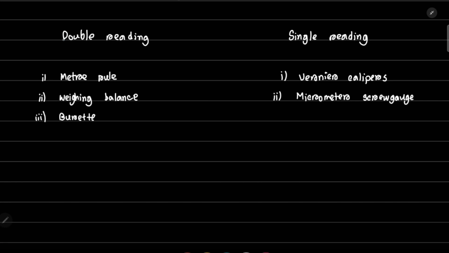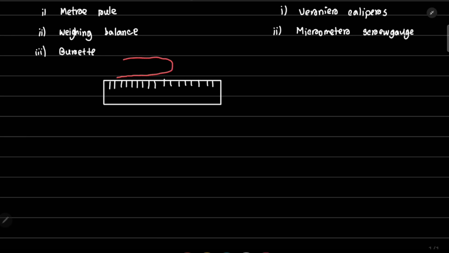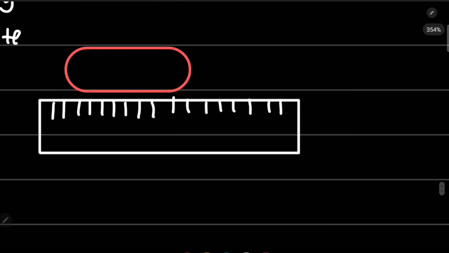Now double reading and single reading, the difference is when we are measuring something with a meter rule or weighing balance or a burette. So I'll start with the meter rule first. If I have a meter rule and I want to measure the length of something with this, I'll place this near 0.